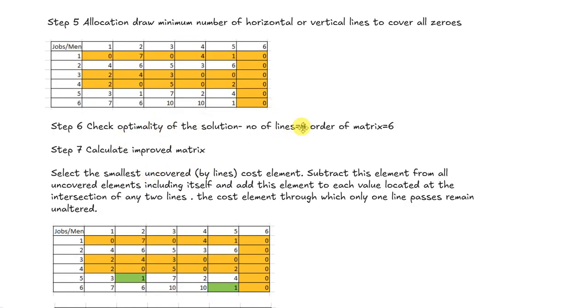If the number of lines is equal to the order of the matrix, your solution is done here. In this case, I have used 4 lines, but the order of the matrix, which is effectively the number of rows or columns, is 6. So you're not done. You need to do something more to solve this problem. You need to calculate something called the improved matrix. Now, how do you do that?